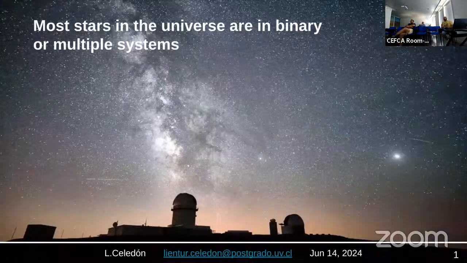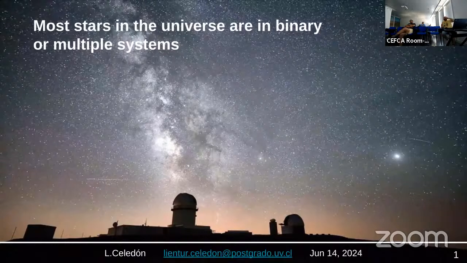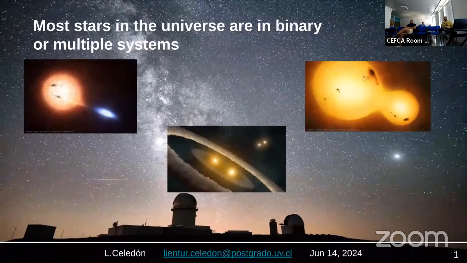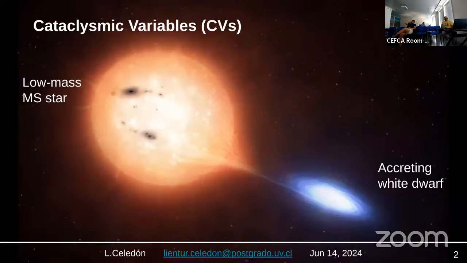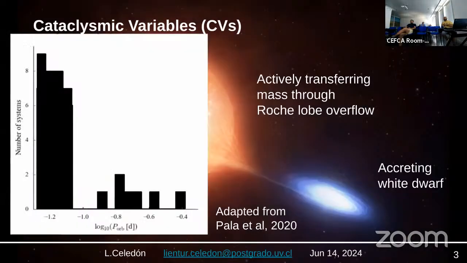Speaking of that, maybe you know, maybe not, but most of the stars in the universe are actually in binaries. This means there are two stars orbiting each other, and if they are close enough, they can interact with each other. This will affect their evolution and give origin to several physical processes that, for us astronomers, are quite interesting to study. I will focus this talk on a particular group of binaries called cataclysmic variables. This group of binaries is composed of a low mass star in its main sequence and a white dwarf companion.